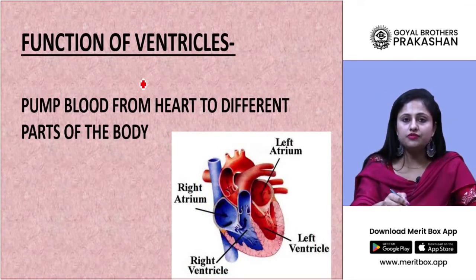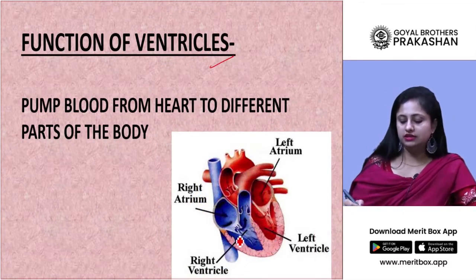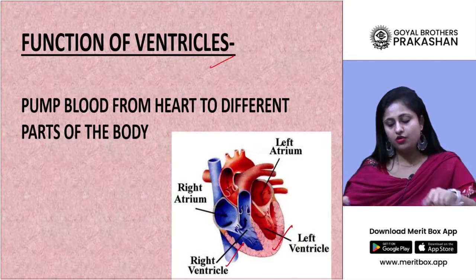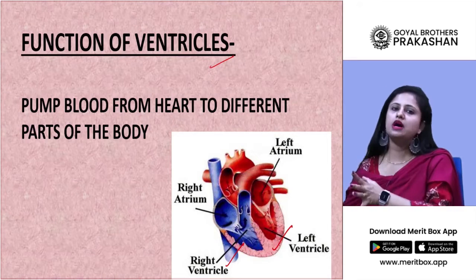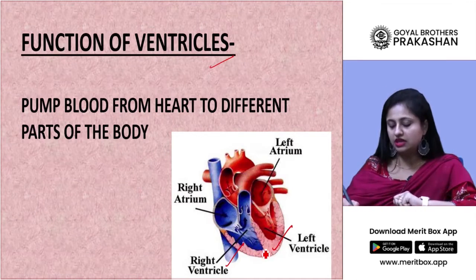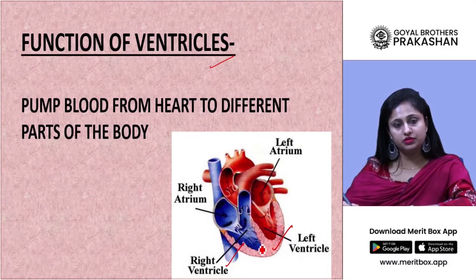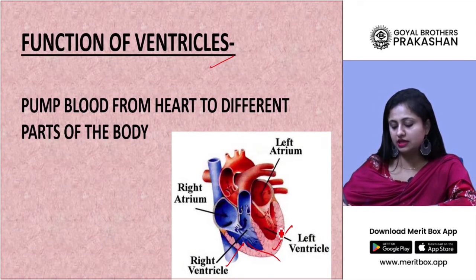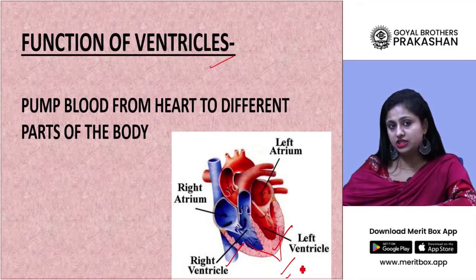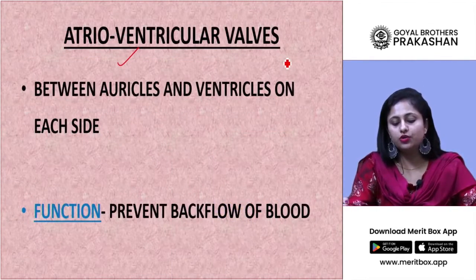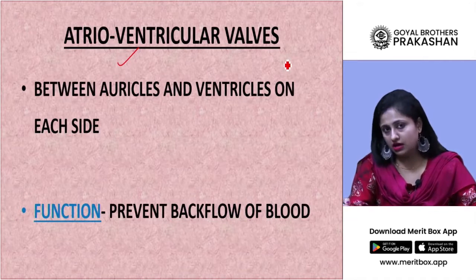Next, come to the function of ventricles. These two are the ventricles, and they pump blood from our heart to different parts of our body. So basically we get oxygenated blood in all the body parts with the help of our heart, and especially with the help of these 2 lower chambers, ventricles. Now come to the atrioventricular valves present in our heart.